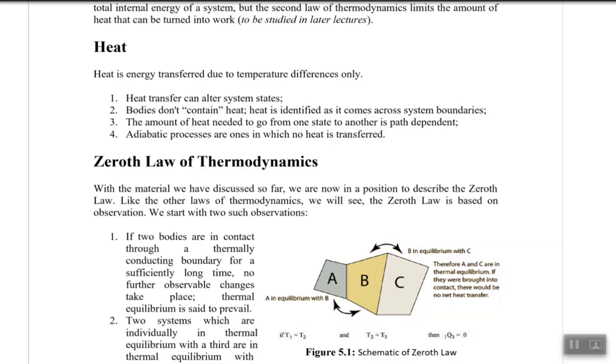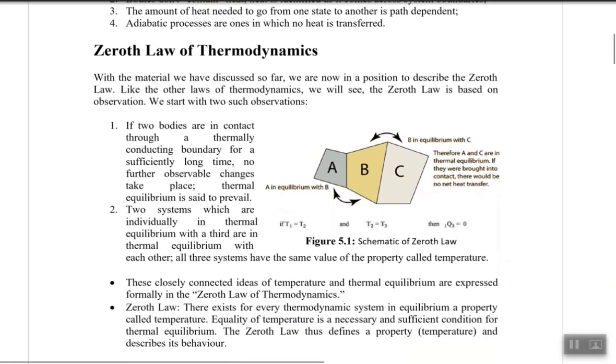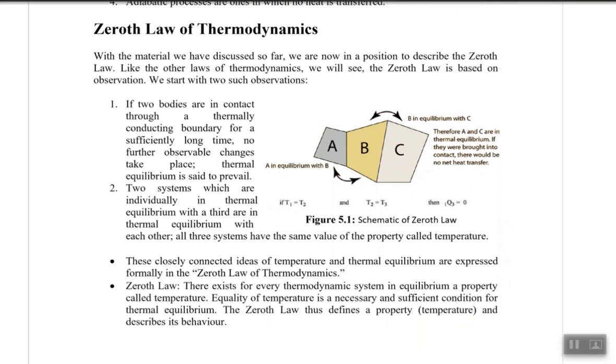So before going to the next topic of work, let's have another idea, and that idea is another law, the Zeroth Law of Thermodynamics. The laws of thermodynamics are based on some observations, and those observations lead to something that is always true, I would say. So with the material we have discussed so far, let's discuss the Zeroth Law of Thermodynamics itself.